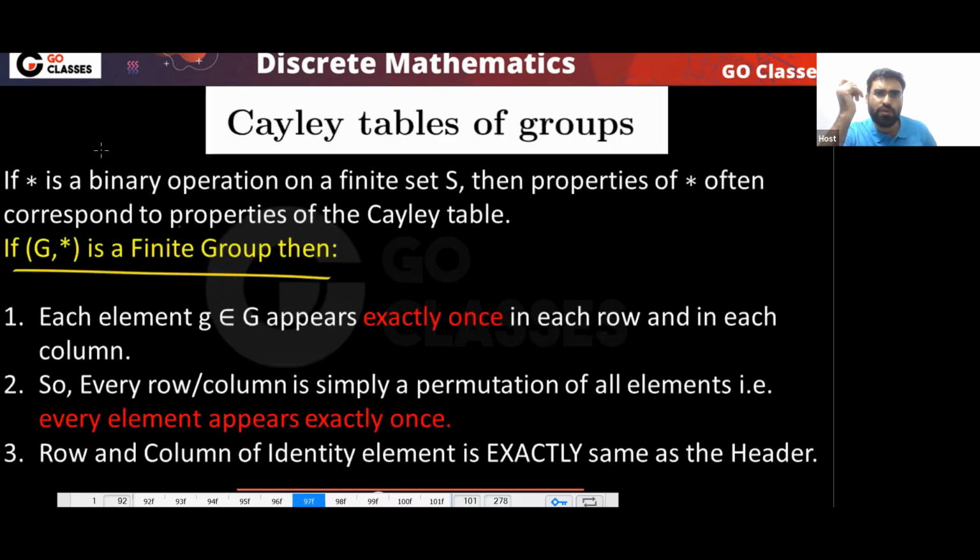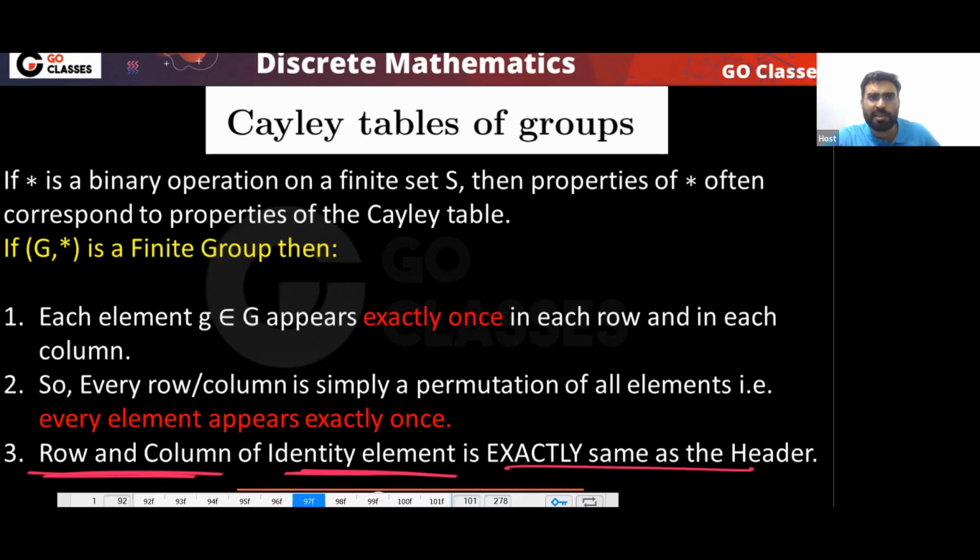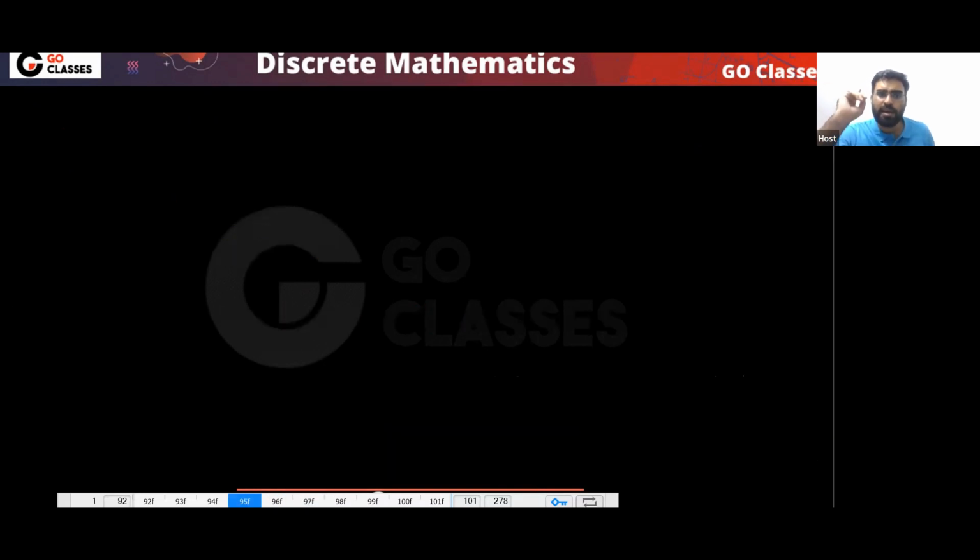Now, if you have a finite group, what are the properties? These properties we have already seen. You can notice the row and column of the identity element are exactly the same as the header. This third property you already know. Another property you can notice is that in a row, every element will appear exactly once. No element can appear twice.